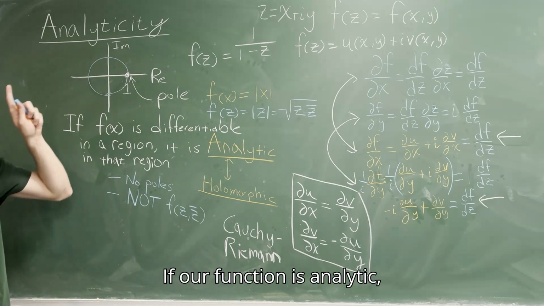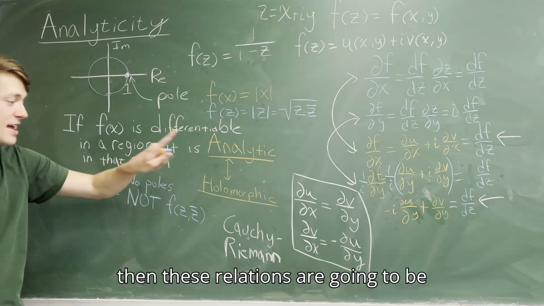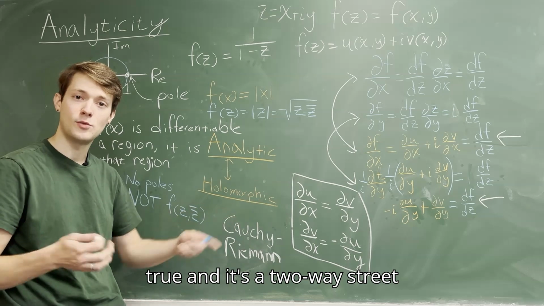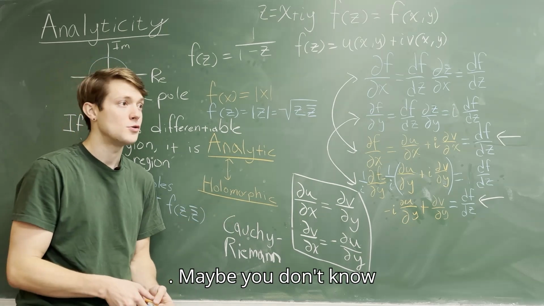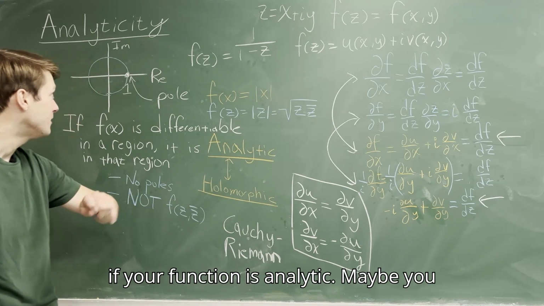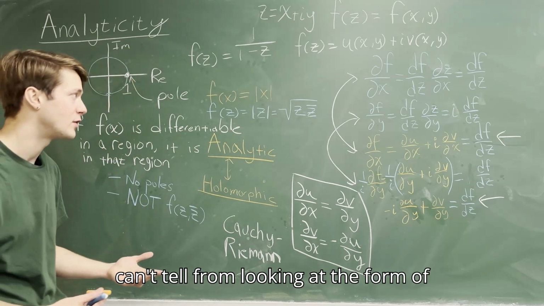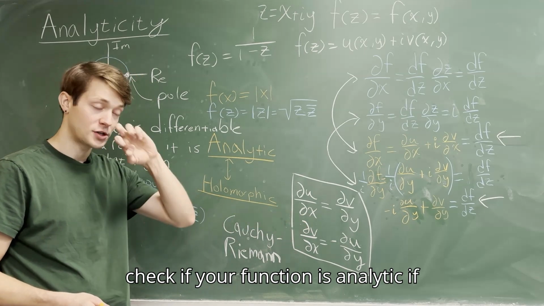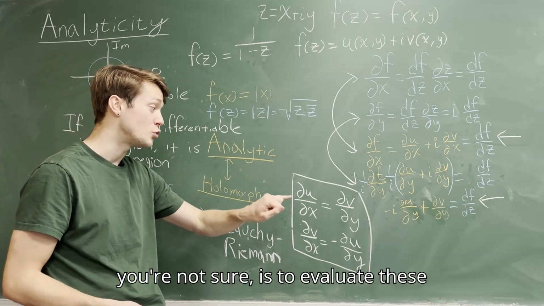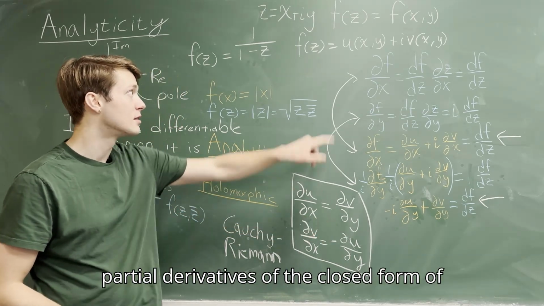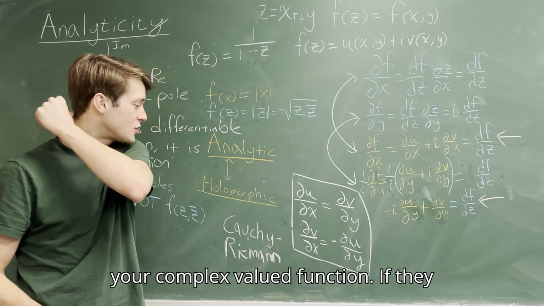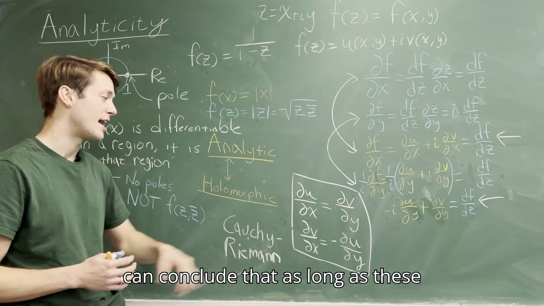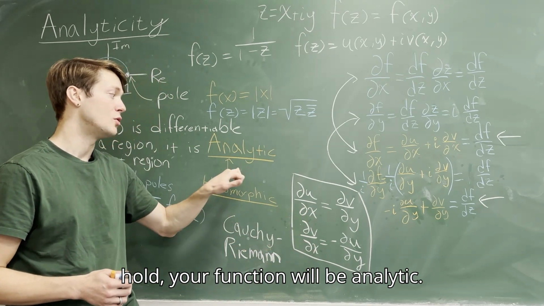If our function is analytic, then these relations are going to be true. And it's a two-way street. Maybe you don't know if your function is analytic. Maybe you can't tell from looking at the form of your function whether you have poles or not. So a good way to check if your function is analytic, if you're not sure, is to evaluate these partial derivatives of the closed form of your complex valued function. If they work out to be true, then that means you can conclude that as long as these hold, your function will be analytic.